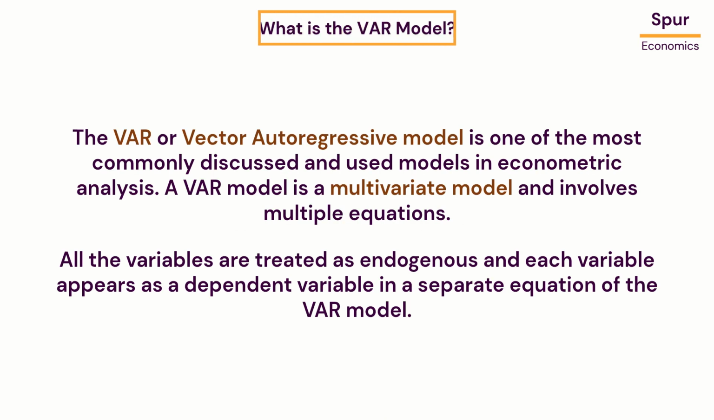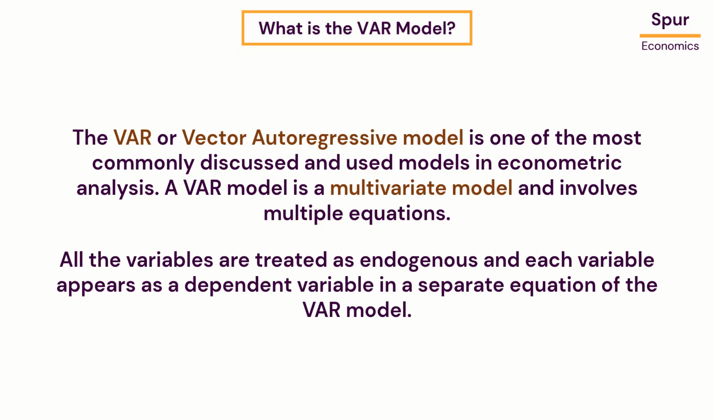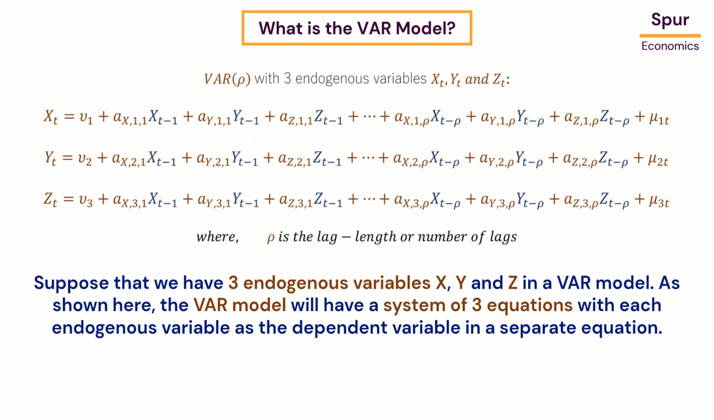The VAR or Vector Autoregressive model is one of the most commonly discussed and used models in econometric analysis. A VAR model is a multivariate model and involves multiple equations. All the variables are treated as endogenous and each variable appears as a dependent variable in a separate equation of the VAR model. Suppose that we have three endogenous variables x, y, and z in a VAR model. As shown here, the VAR model will have a system of three equations with each endogenous variable as the dependent variable in a separate equation.